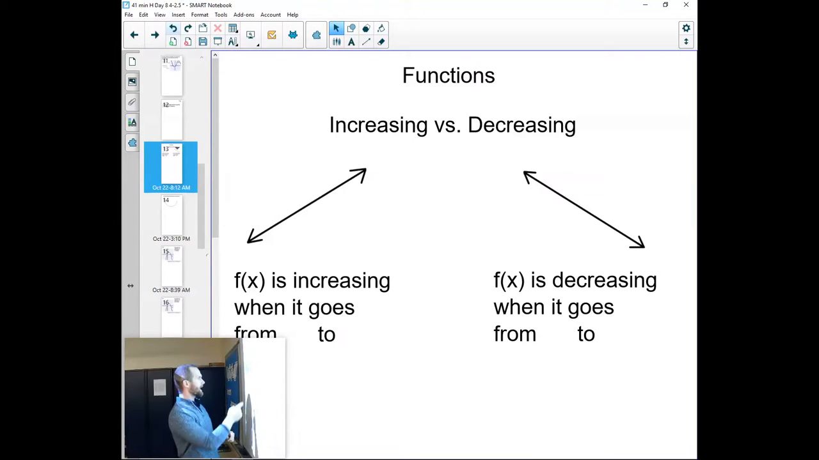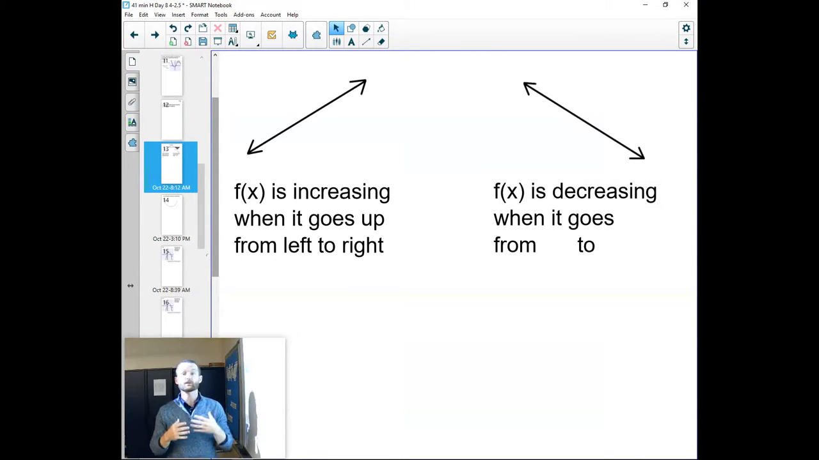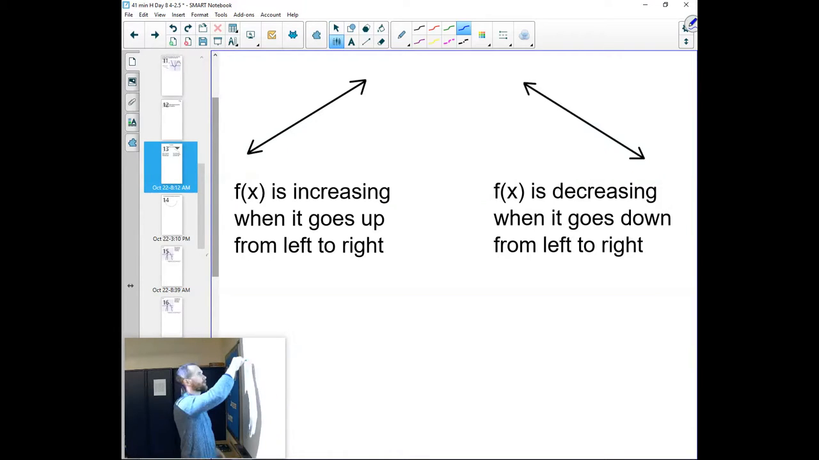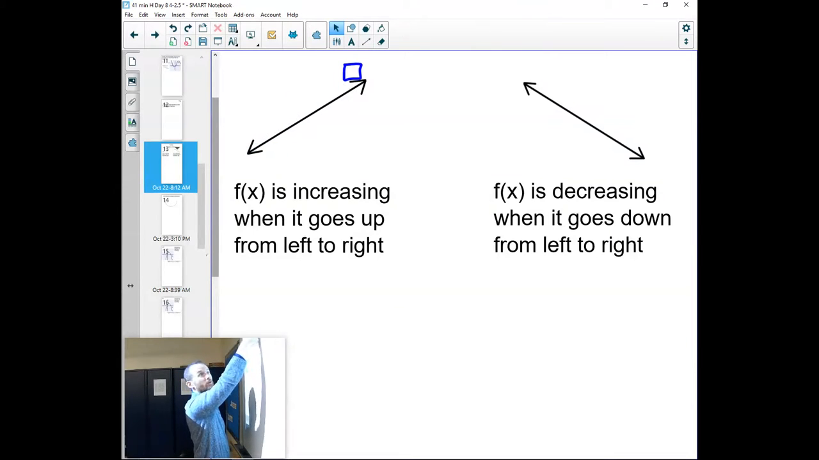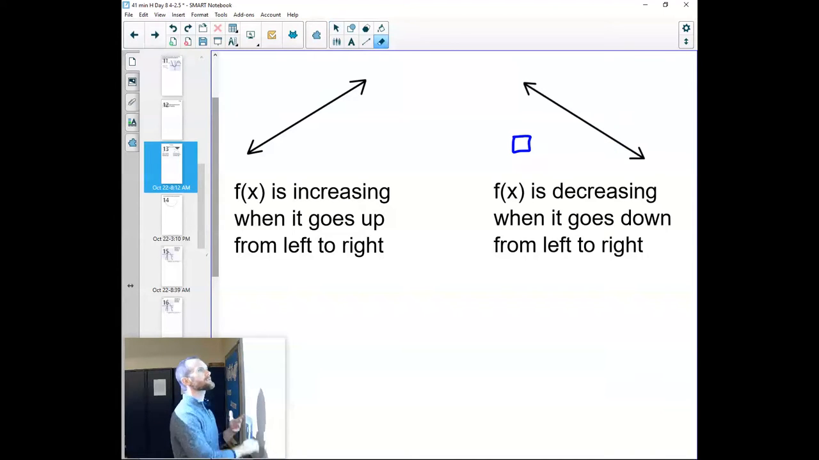Let me get this shade out of the way and scroll down a little bit. So f of x is increasing when it goes up from left to right. We always read from left to right when we're talking about a function. And similarly, f of x is decreasing when it goes down from left to right. Always going from left to right. So it's almost like we're on a little car going from left to right. Here we're going up, we're increasing. But over here, when we go left to right, we're going down. So always make sure you're going from left to right when you're talking about increasing or decreasing.